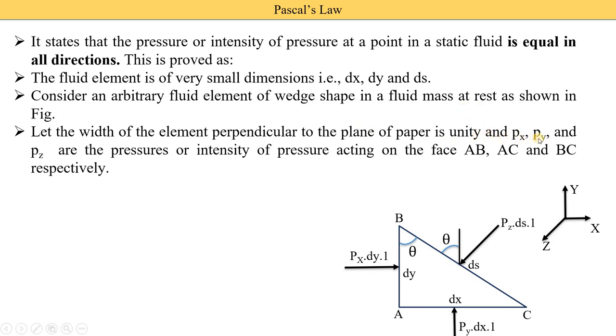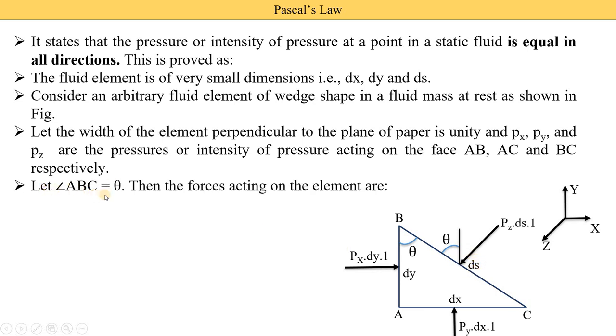And pressure Px, Py and Pz are the pressure or intensity of pressure acting on the faces AB, AC, BC respectively. Means on the face AB the pressure acting is Px. On the face AC the pressure acting is called Py. And on the face BC the pressure acting is Pz. So pressure is always acting in a perpendicular direction to any face. So AB is vertical, so pressure is acting horizontally. AC is horizontal, so pressure is acting in a vertical line. And BC is inclined, so pressure is acting at 90 degrees to it. So let triangle ABC have an angle theta, so here we mention this is theta.